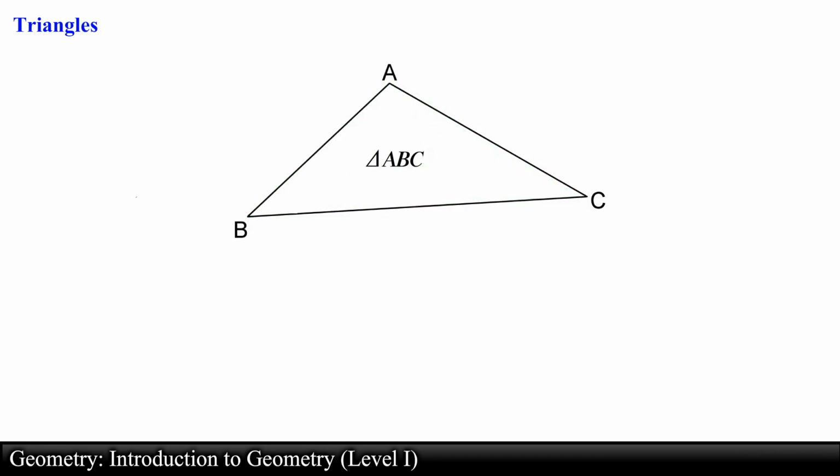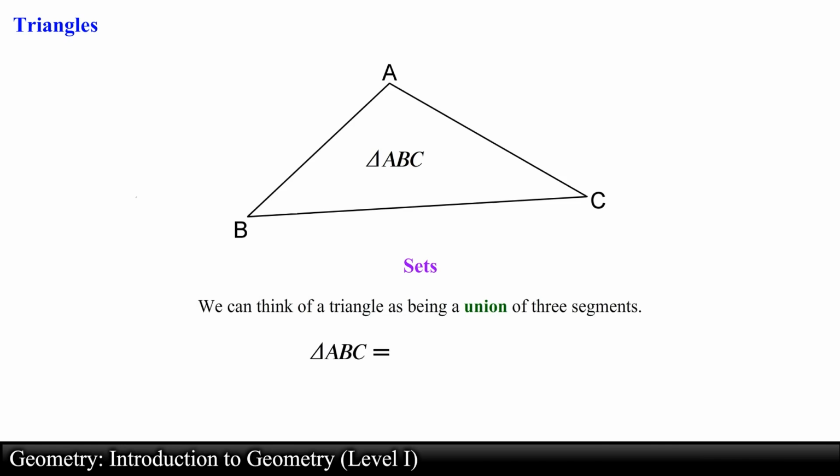If you recall from your algebra class, we often talked about sets. Well, it turns out we can think of a triangle as being a union of 3 segments, and can be denoted using set notation as follows. Triangle ABC is equal to segment AB union with segment BC union with segment AC.